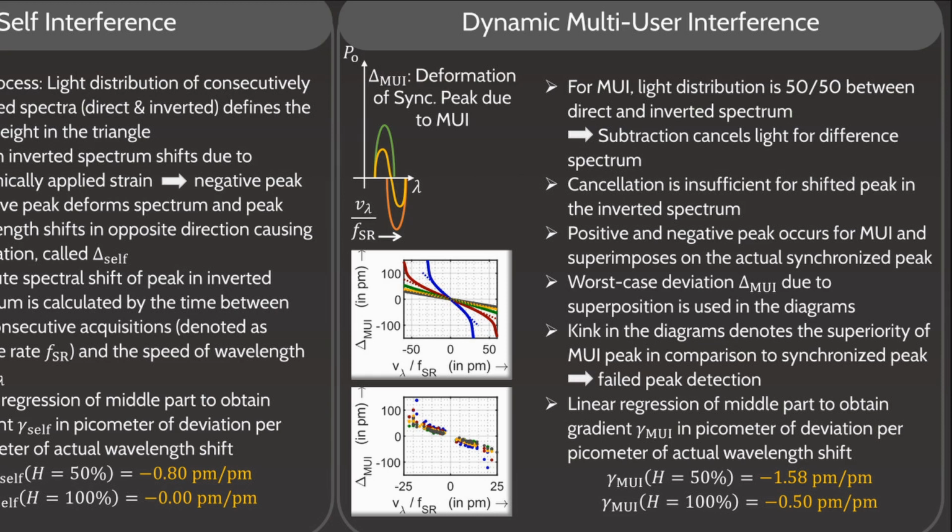For full peak height in the synchronization point, the gradient is -0.5 picometer of deviation per picometer of wavelength shift.